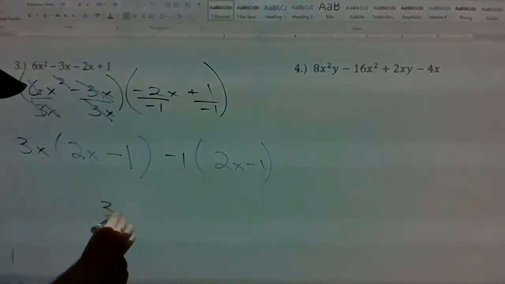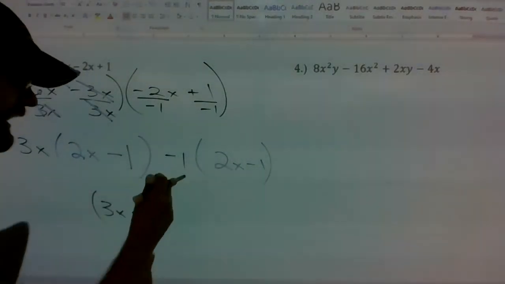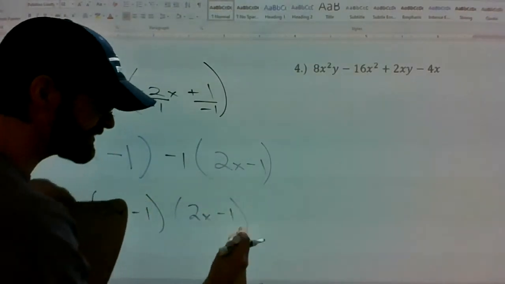3x minus 1 becomes its own group. And 2x minus 1 becomes the second group.